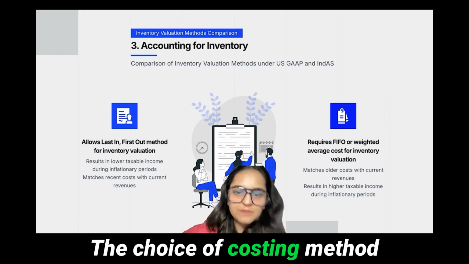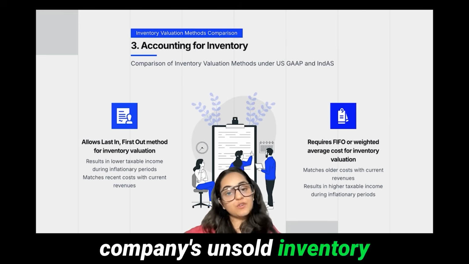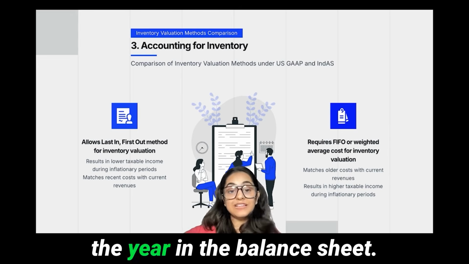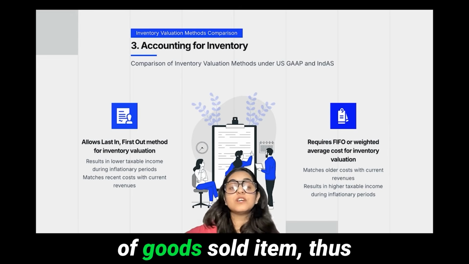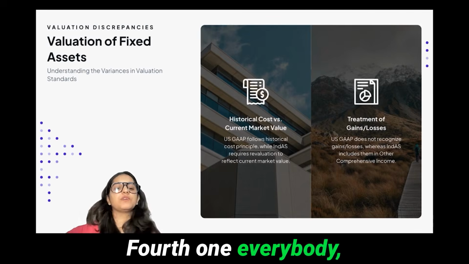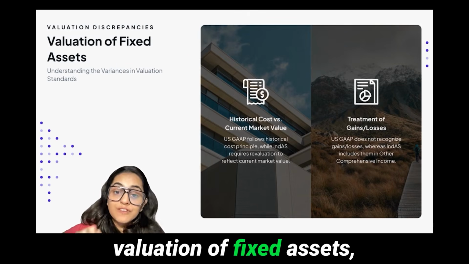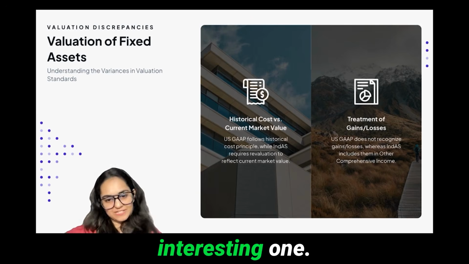The choice of costing method will dictate the value of the company's unsold inventory on the books at the end of the year in the balance sheet, and it will also impact the cost of goods sold item, thus directly impacting profits. Fourth one, everybody: valuation of fixed assets, including intangibles. This is another interesting one.